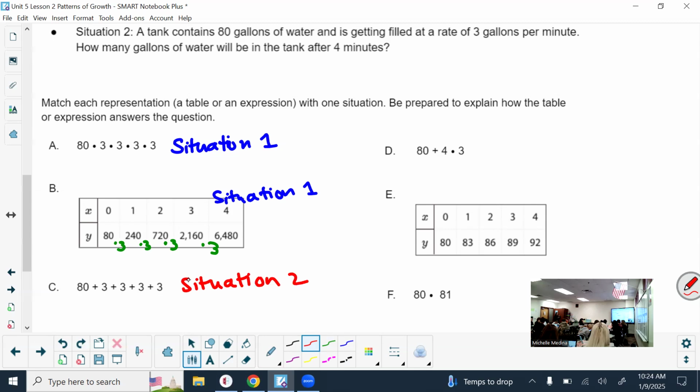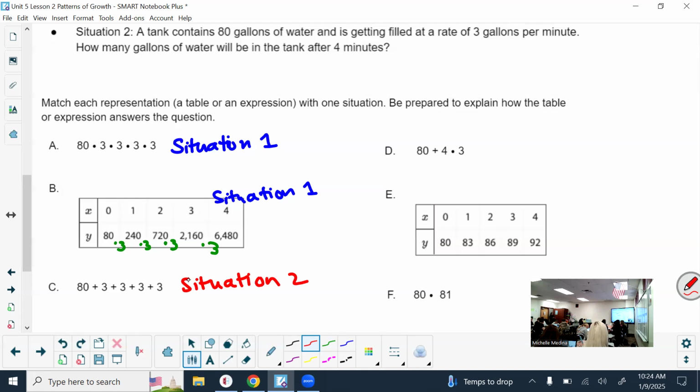Or I probably should have phrased that differently. It's 3 times however many minutes pass, right? So 3 times 4 is 12. 3 plus 3 plus 3 plus 3 is 12. So yes, that one is situation 2.